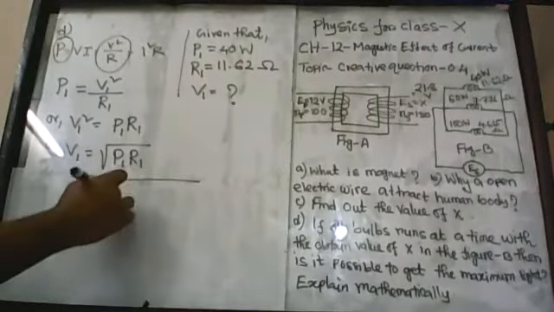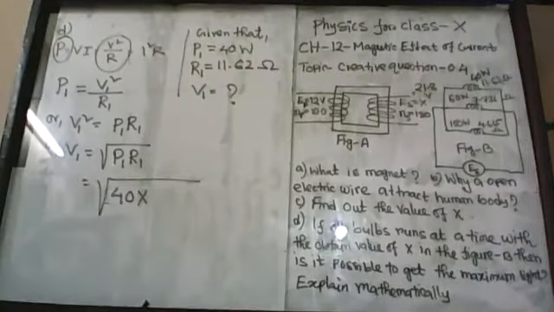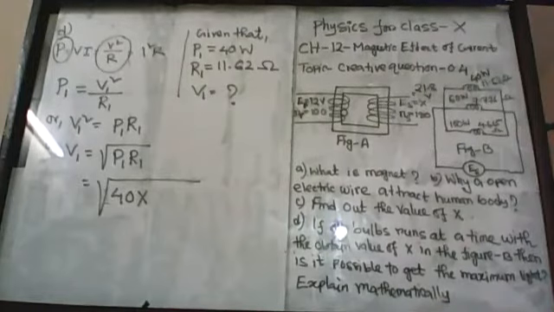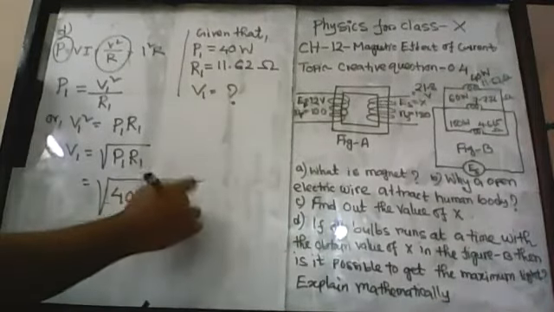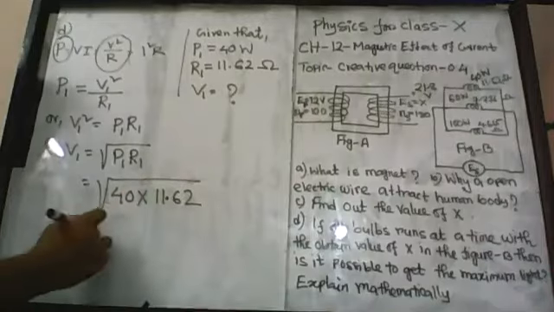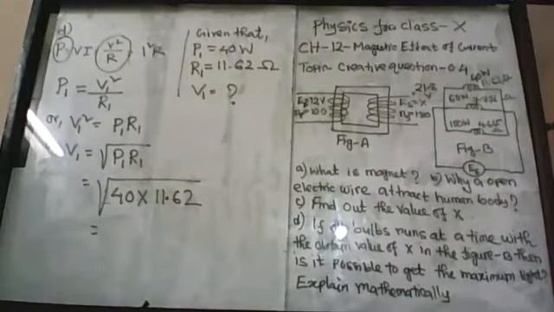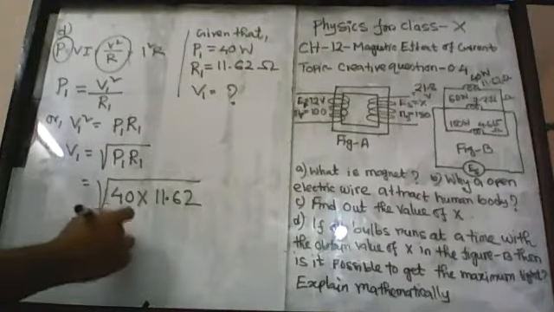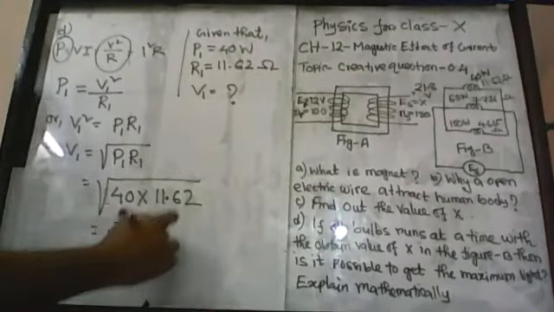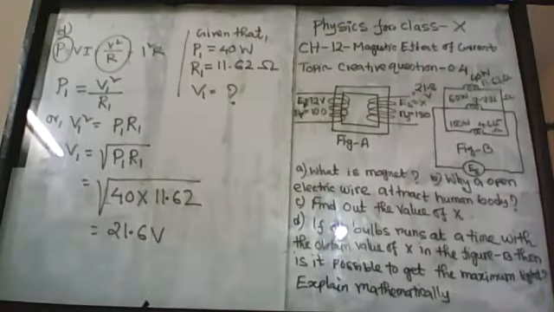P1 equals 40 watt, and R1 equals 11.62 ohm. So the total voltage drop for the first bulb will equal 21.6 volt. Remember, boys and girls, the value of ES that you already found in question number C.